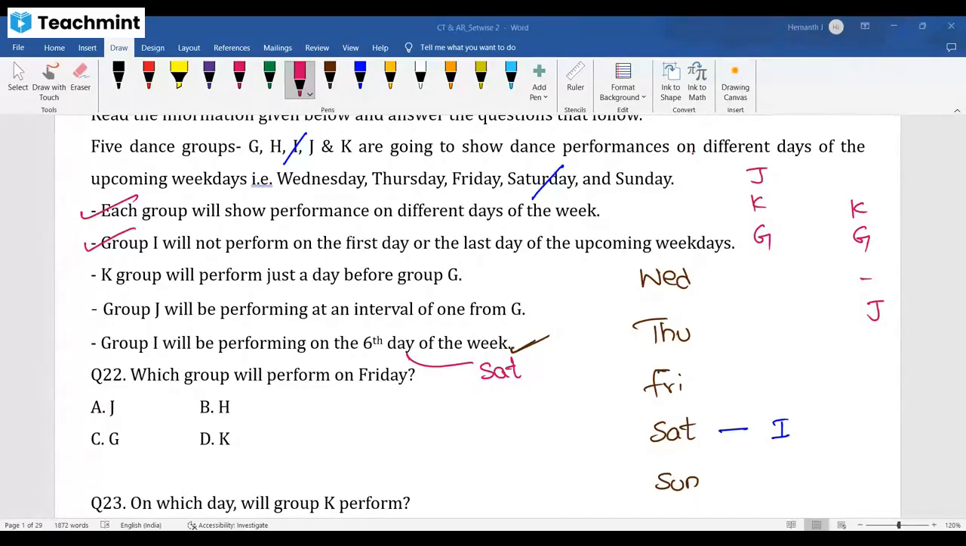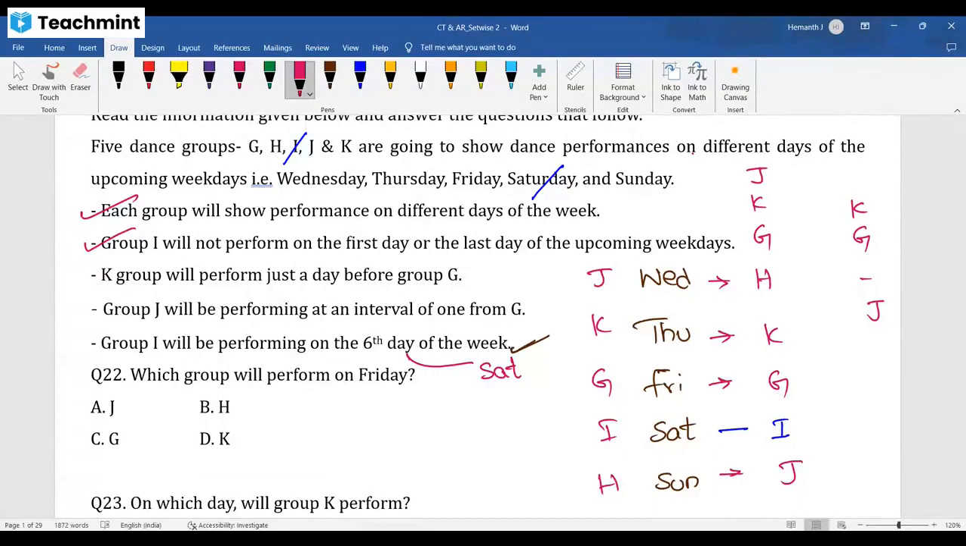So this is one thing. I can put J, K, G, I, and here H, one possibility. So I'm writing both possibilities here. J, K, G, I, H is one case. The other case is K, G, J, I, H. Two chances are there. As per this, I am checking once again. It seems H does not perform on the first day or last day, that's the only chance.